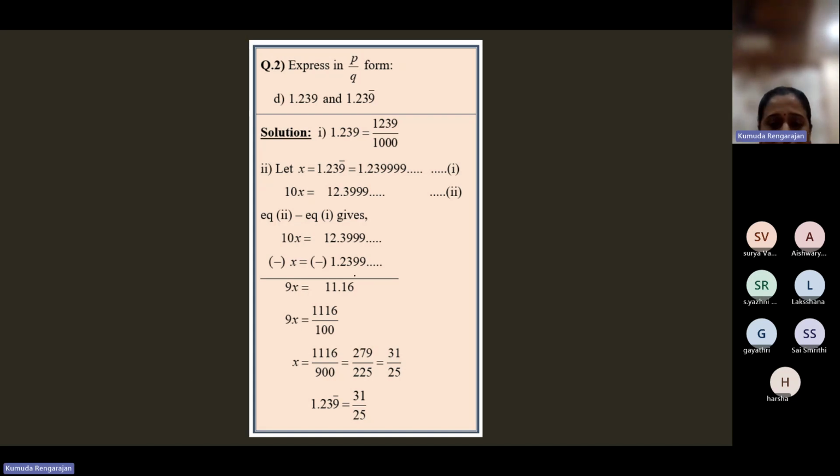So 9x is equal to 1116 divided by 100. Then the 9 comes for division. x is equal to 1116 divided by the 9 comes for division. So 9 into 100, 900. And then reduce it.